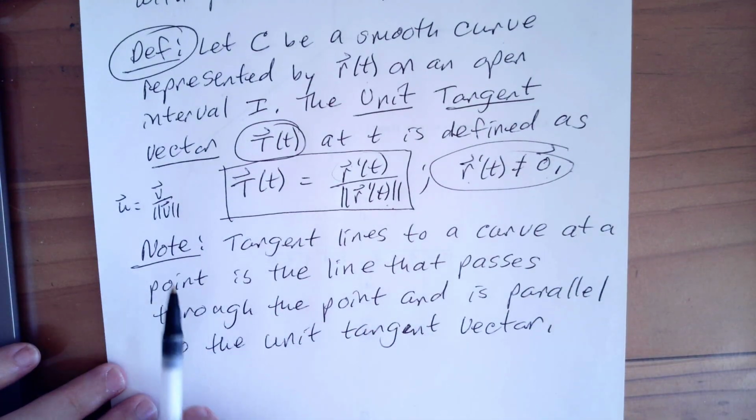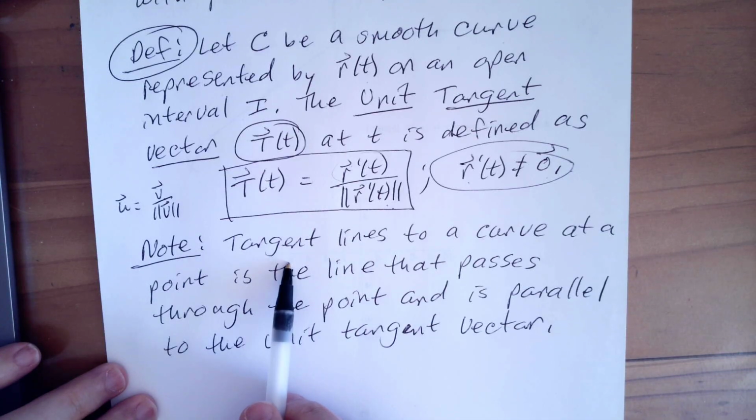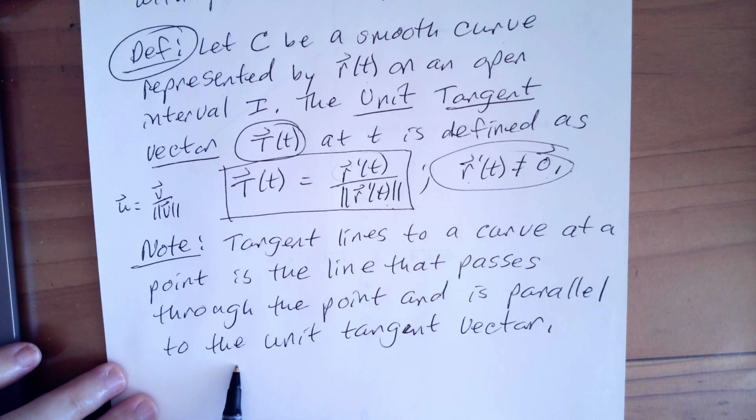Okay. Very interesting note that we're going to see towards the end of this little video. The tangent line to a curve at a point is a line that passes through the point that's parallel to the unit tangent vector. How very interesting.